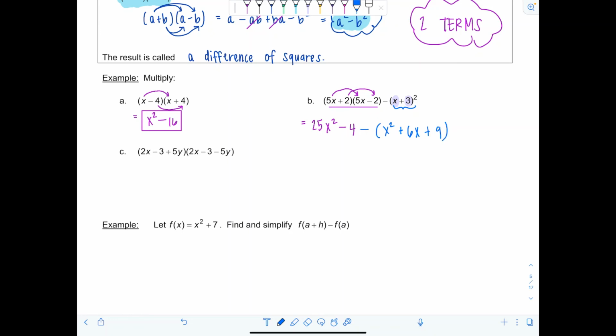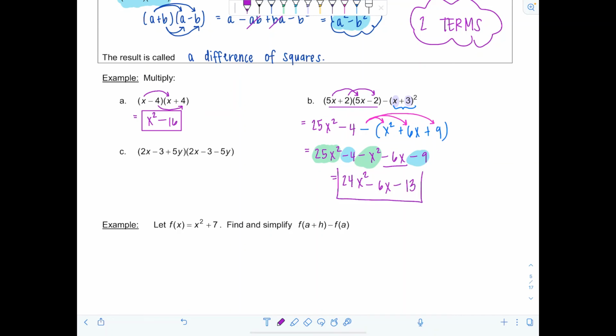All right, now we need to distribute the negative to all of the terms in the parentheses there. So we've got 25x squared minus 4 minus x squared minus 6x minus 9. Do we have any like terms to combine? Yes, we do. We've got 25x squared and negative x squared. So that's 24x squared. And then just a lonesome negative 6x. And then negative 4 and negative 9, that's going to give us negative 13. All right, that one's done.